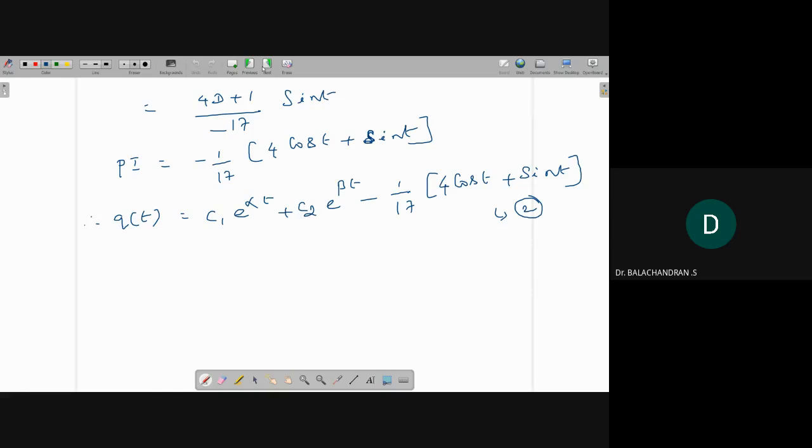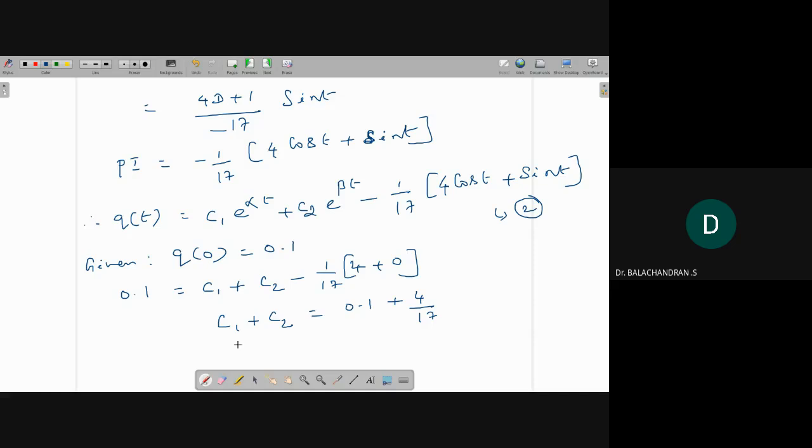And then, what is the initial condition? Q of 0 equal to 0.1. So when t equals 0, q equals 0.1. Apply it: 0.1 equals c1 into e power 0 plus c2, minus 1 by 17 into, this is 1, so 4 by 17, into 4 plus 0. So c1 plus c2 equals 0.1 plus 4 by 17. So using a calculator, please tell what the right hand side value is. 0.3353.